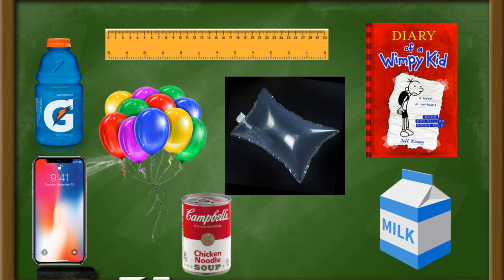Now that you have the 2 circles on your whiteboards, cap your markers and look up at the items on the screen. There are lots of different items like a milk container, Gatorade, a can of chicken soup, balloons, a bag of air, ruler, a phone, and a book. All of these different items are going to be used for our activity today.